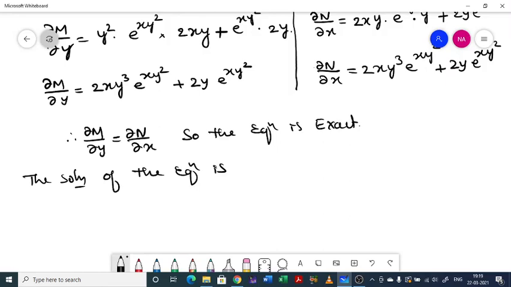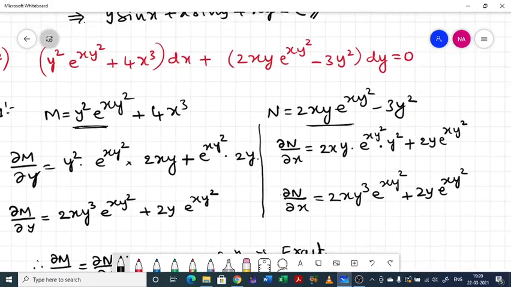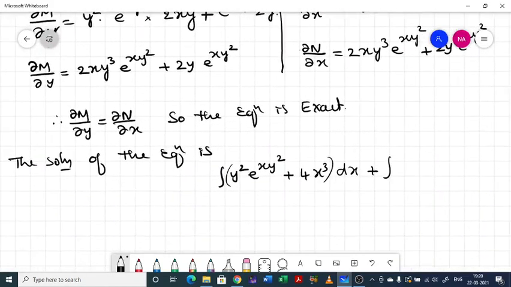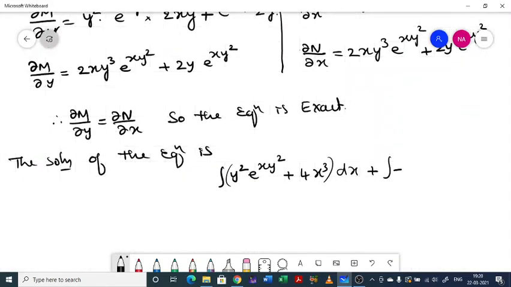integral M dx plus integral N (terms of y only) dy equal to 0. So integral of (y square e power xy square plus 4x cube) dx plus integral, if you look into N here, the term minus 3y square is the term that is not containing x, so minus 3y square dy equal to c.